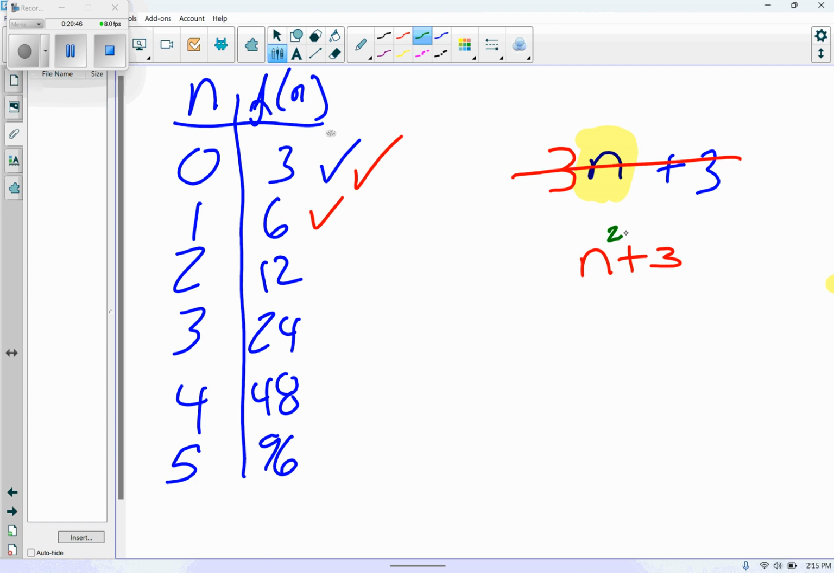Okay. All right. I think the square might work. It might. But I don't know. If I take 0, 0 squared is 0 times 0. 0 times 0 is? 0. 0 plus 3 is? 3. It worked here. Agree? Yes. Okay. Works here.